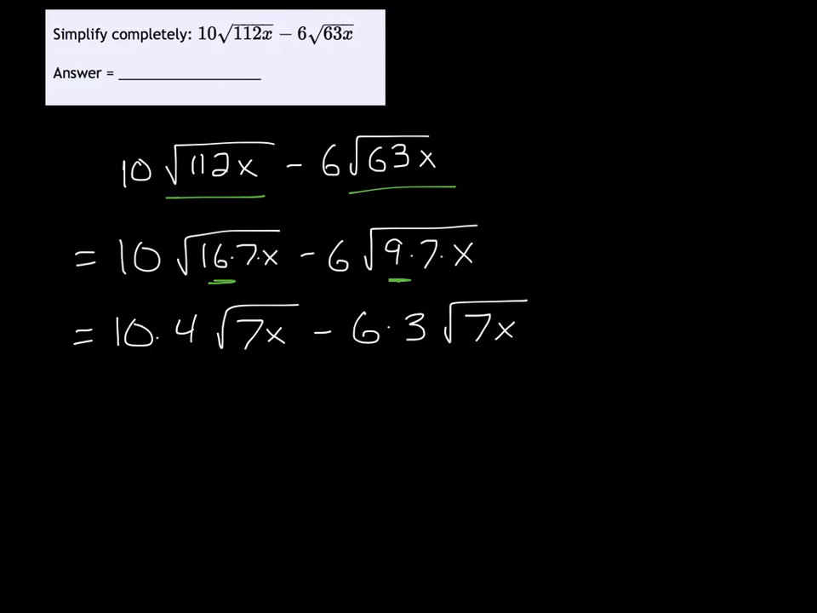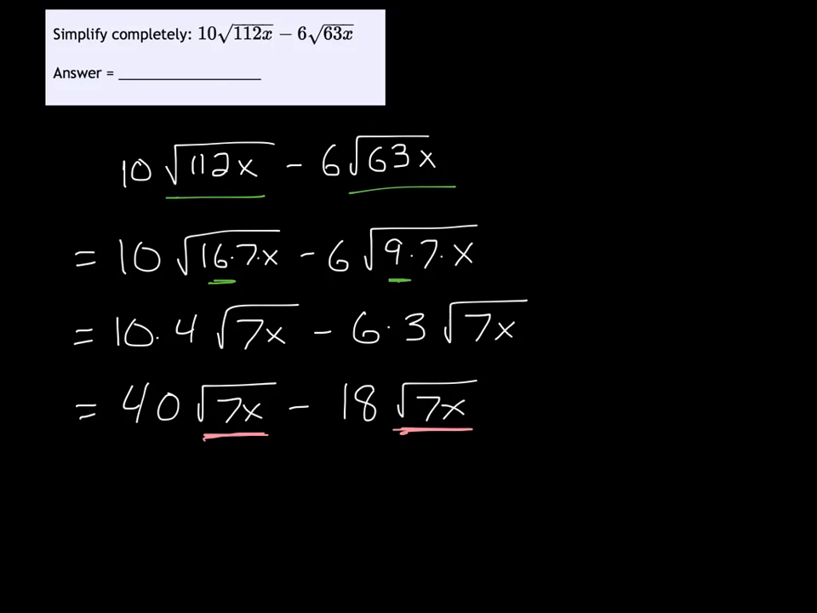Okay, at this point, then I'm just going to multiply the coefficients out front here. So I have a 10 times a 4, so I have 40 root 7x minus 18 root 7x. And now, since these radical parts are identical, the square root of 7x and the square root of 7x, I combine these through the process of like terms. So I have 40 root 7x's, and I'm subtracting 18 root 7x's, and what I end up with then is 22 root 7x.